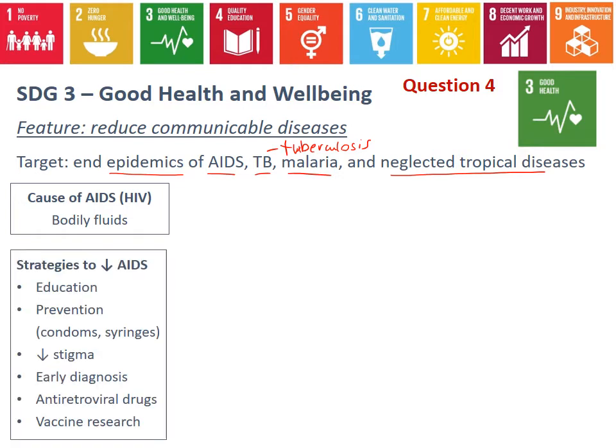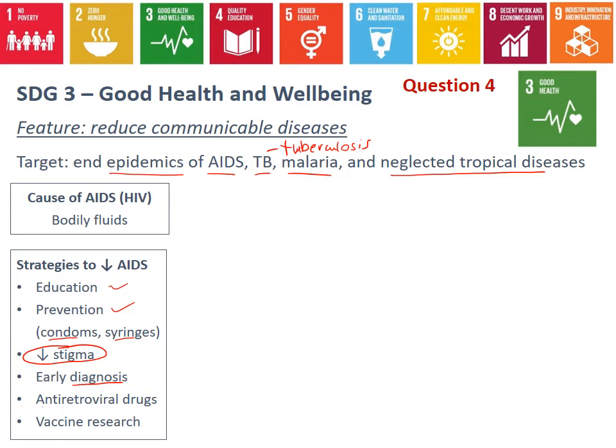Okay, so the strategies to reduce AIDS are education and awareness, prevention strategies, so things like providing condoms or having safe exchange of syringes so people aren't sharing those things. The really big one is decreasing the stigma around this disease. So people are more likely to seek diagnosis and treatment. Early diagnosis is key. There is no cure for AIDS. There's no cure for the HIV virus at the moment, but it can be treated.